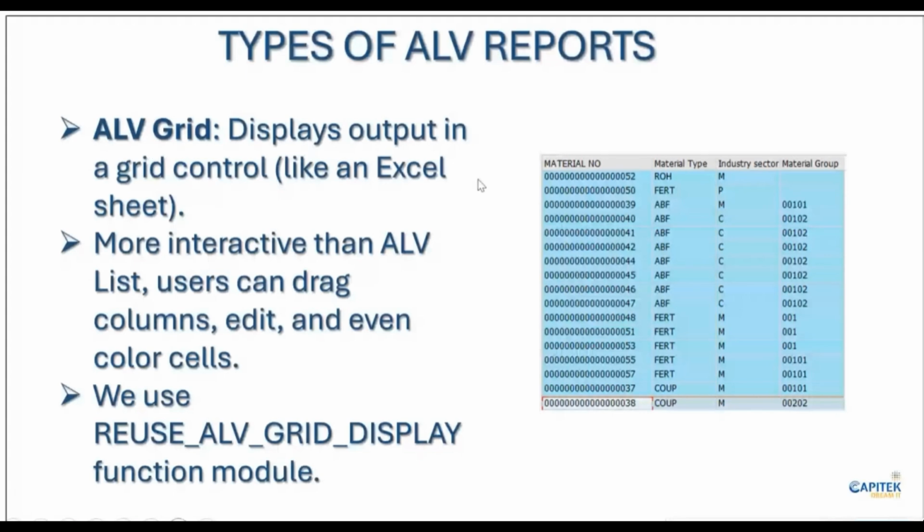And the function module that we use here for ALV grid is REUSE_ALV_GRID_DISPLAY. We use underscore ALV underscore grid underscore display. So this is the function module that we will be using if at all you have to publish your data onto the ALV grid. So this is how the ALV grid output looks like, and the function module associated with ALV grid is this REUSE_ALV_GRID_DISPLAY.